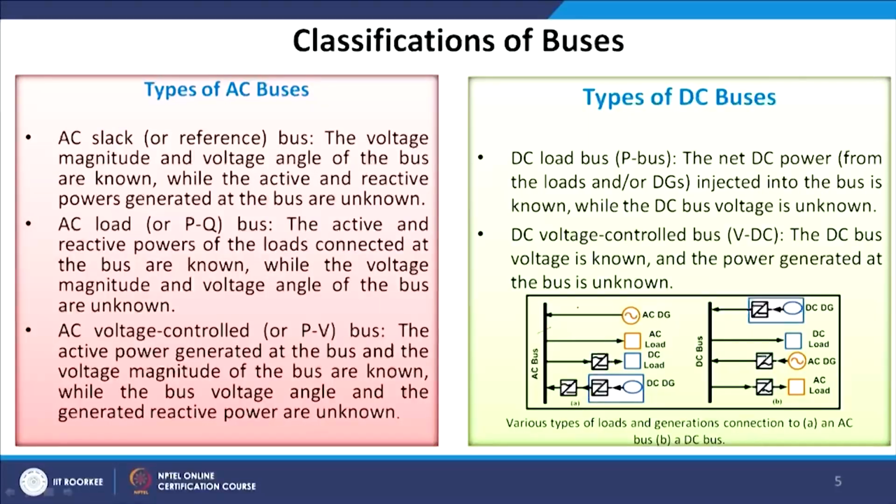So, you can clearly see, now this is my AC bus where we can connect AC distributed generators, we can connect AC loads, we can perhaps connect DC loads, and you can also connect DC distributed generators. Similarly, when you model a DC bus, we can have DC distributed generators, we can have DC load, we can have AC distributed generators, and you can have AC loads.